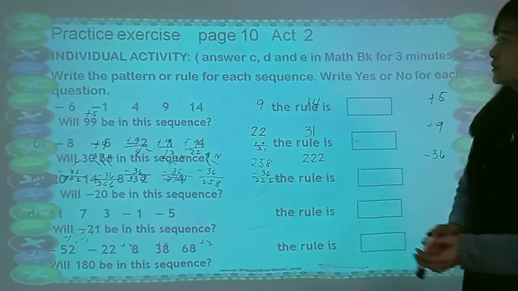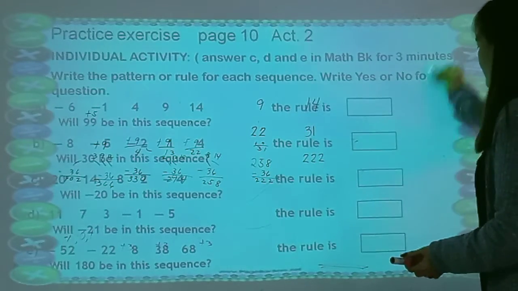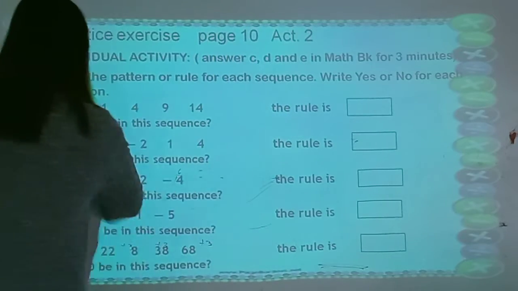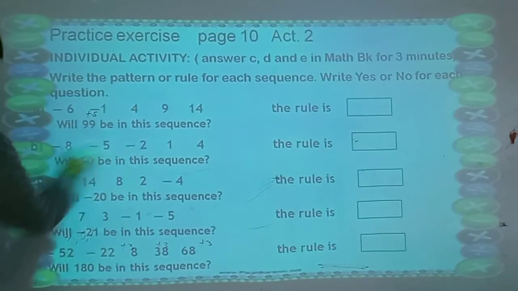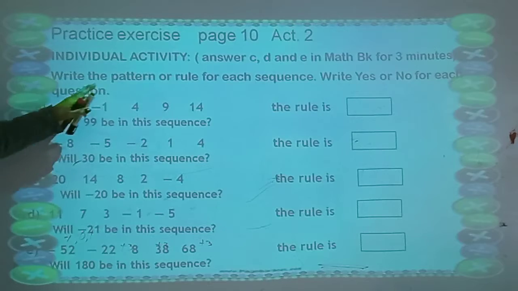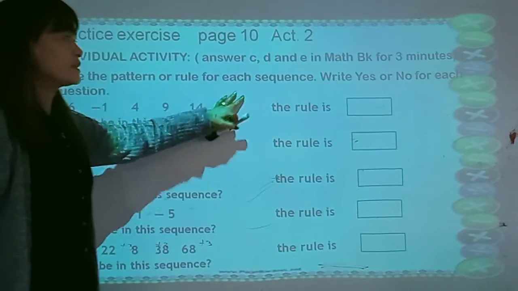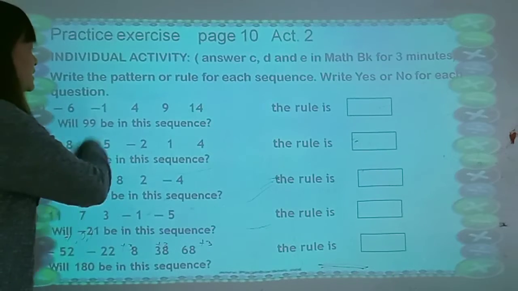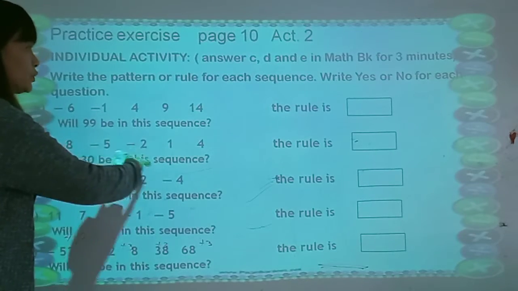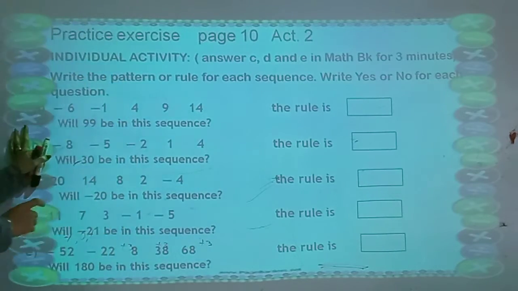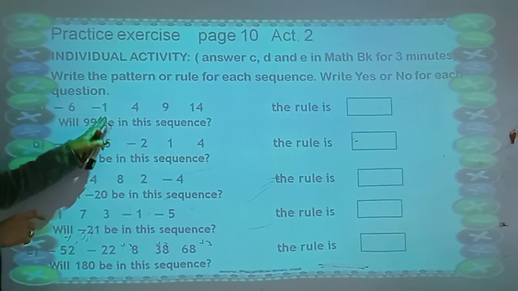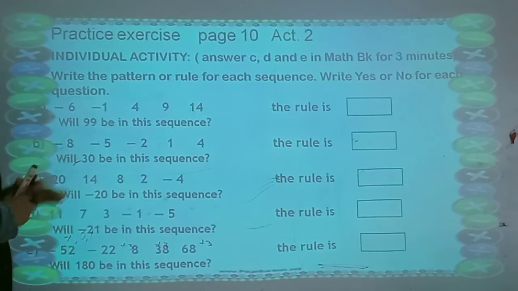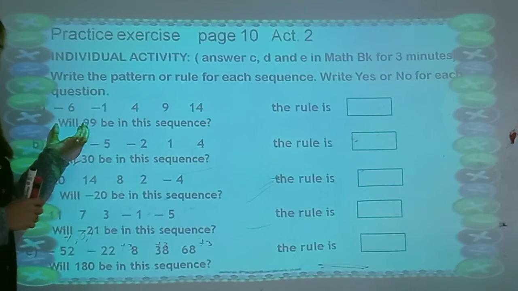How about activity number 2? Okay, let us do activity number 2. In activity number 2, write the pattern or rule for each sequence. Write yes or no for each question. Before you answer yes or no, we are going to know first what the rule is. Okay? So as you can see, this is negative 6, negative 1, positive 4, positive 9, and positive 14. Okay? So what is the rule in this sequence?